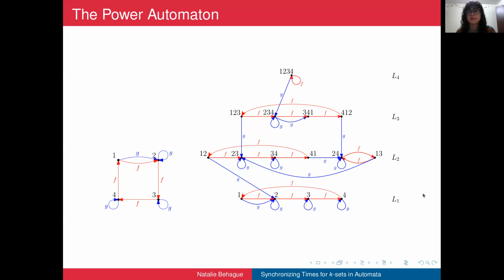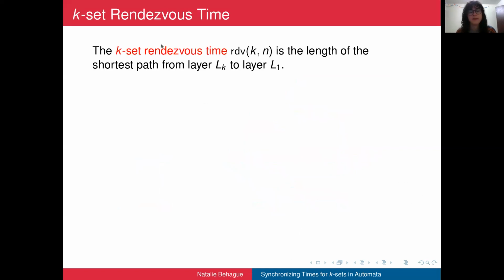Okay. So with that question in mind, we define the k-set rendezvous time to be the length of the shortest path from the kth layer to the singletons layer. In terms of words, it's saying we can find a set of k states and a word of length at most this rendezvous time that sends that set of k states to a single state. Okay, so what's known about this k-set rendezvous time?